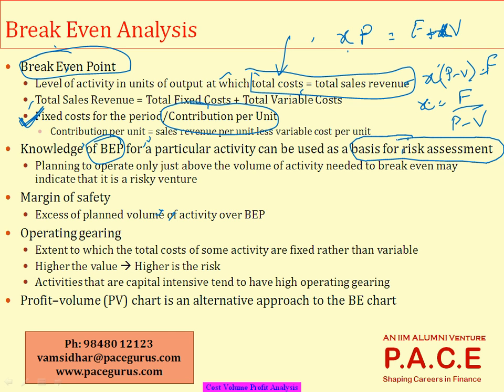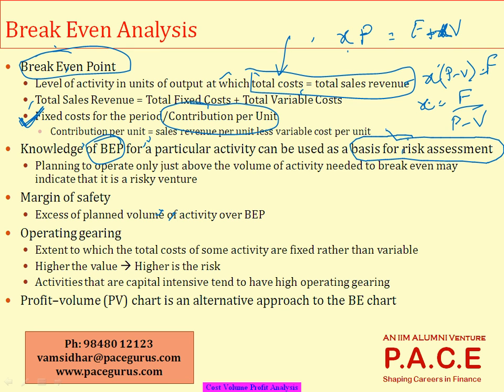just above the break even point. Let's say my calculation has come out that my break even point is 100 units. So if my target for the next month is just 110 units, then I'm risking myself, because if in some extreme circumstances I'm not able to meet my target and fall below 110, there is a good chance that the company will end up in a loss.